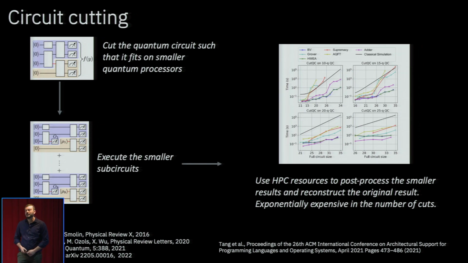Okay, another idea that has been mentioned before is this idea of circuit cutting. Here, the idea is that we have a big quantum circuit, and we want to execute that big quantum circuit using smaller quantum computers. We can do that by cutting the big initial circuit into different subcircuits, and then we can execute the smaller subcircuits on smaller quantum computers.